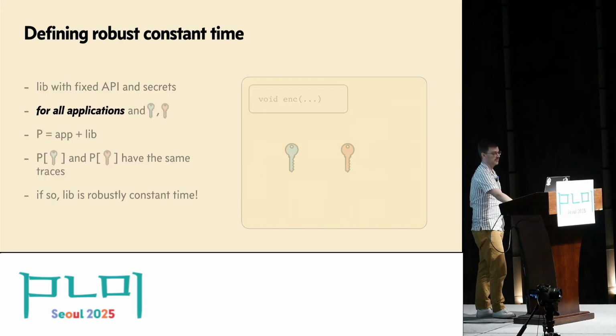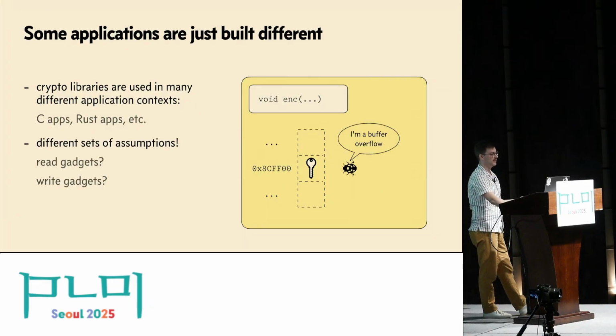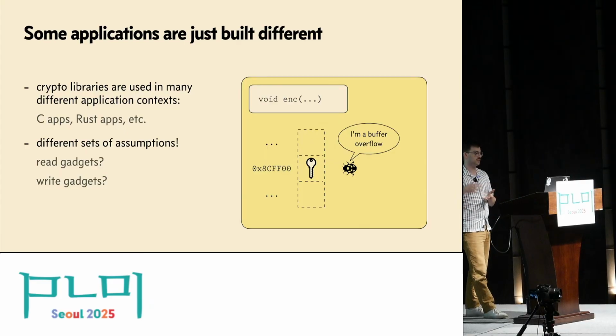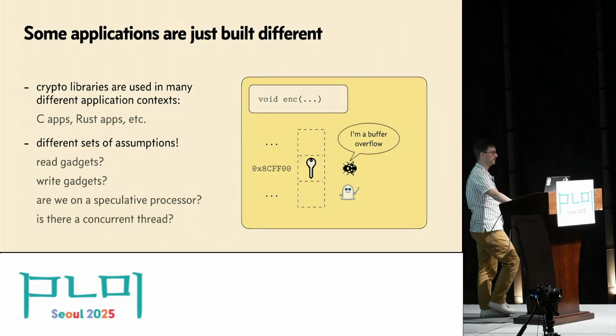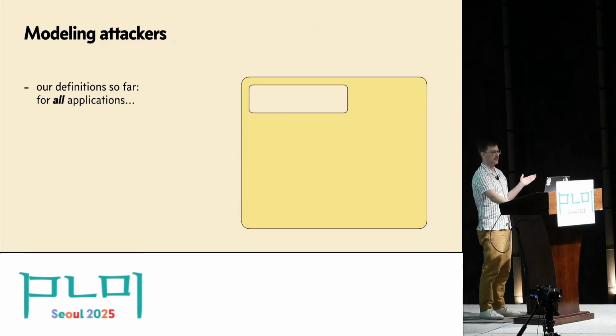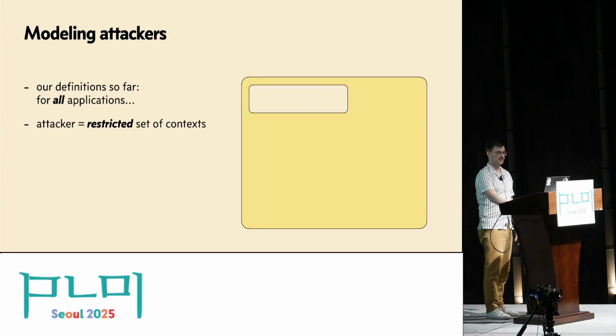But I want to focus in on this "for all applications", because the reality is cryptographic libraries are used in many different application contexts, C applications, Rust applications, etc. And this means that you might have different sets of assumptions about what's going on in the application. Are there read gadgets? Are there write gadgets? Are we on a speculative processor? Is there a concurrent thread? So we don't want this broad "for all applications", and instead want to model different attackers as a restricted set of contexts that we care about.